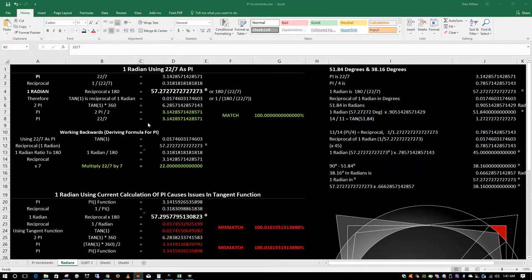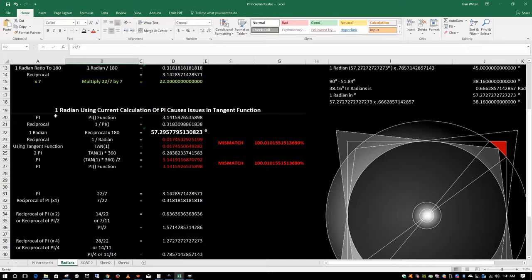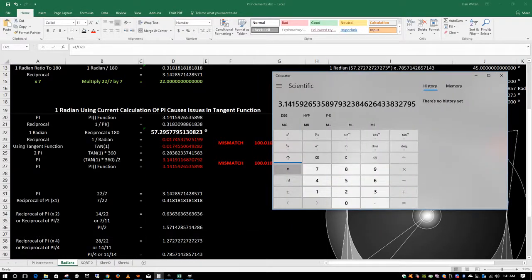Okay, so first of all, let's take a look at their version and where I found issues with it. So for example, here's pi, okay? So this pi that you see right here is the function of pi. If you notice right here it says equals pi in parentheses. That's what you get. So if we take pi and then we take the reciprocal of that, you can see it's this number right here. So that number times 180 should equal the amount in radians you get in degrees, right? It's equal to the same thing.